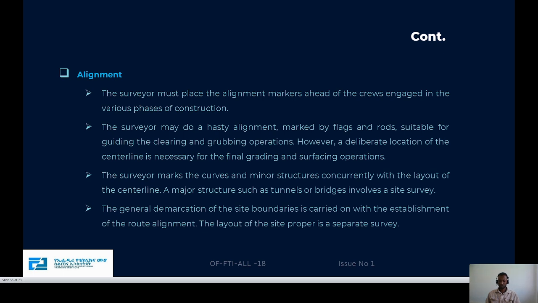After we place the center line, we will place the cross sections with the widths. And the surveyors will hastily mark alignments with flags and rods suitable for guiding the clearing and grubbing operations. The survey also marks the curves and minor structures concurrently with the layout of the center lines. For major structures, for example tunnels and bridges, the surveyor will also mark flags.